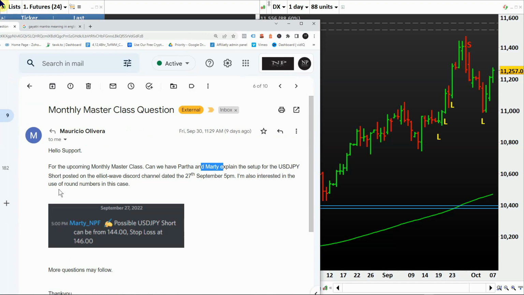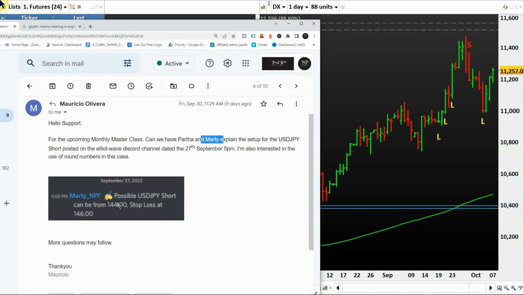I'm also interested in the use of round numbers in this case. So this is Marty. Alright, Marty, question up to you to answer this question. Marty wrote for everyone to understand the question from Mauricio. Mauricio is asking for September 27th. Marty wrote: possible USD JPY short can be from 144.00, and he's also asking the effectiveness of the round number. Stop loss at 146. More questions may follow.